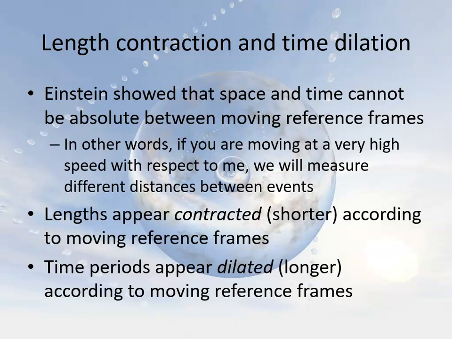So even before 1905, it was realized that at least the speed of light appears to have the same speed in all inertial reference frames. Einstein simply said that it actually does. And as a consequence, space and time themselves are what are different depending on the reference frame. So first of all, moving lengths appear contracted. In other words, they appear shorter according to moving reference frames.